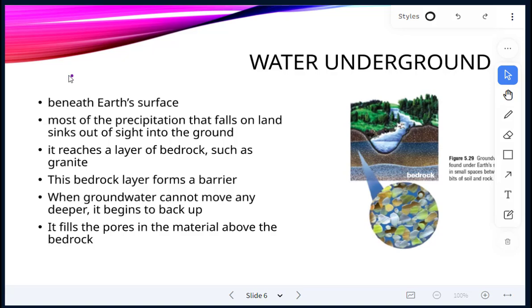We'll talk a little bit about water underground, but we'll talk more of it next class. Underground water is water that's beneath Earth's surface. Most of the precipitation that falls on land will sink out of sight and go into the ground, and it'll reach a layer of bedrock such as granite. That bedrock layer is going to form a barrier. And then when that groundwater cannot move any deeper, it'll begin to back up, and then it'll start to fill the pores in the material above the bedrock.